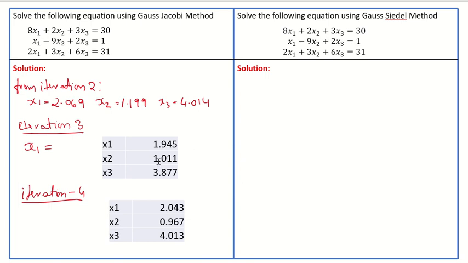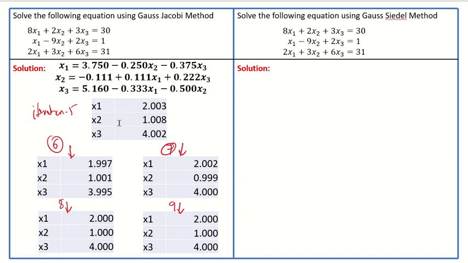When it comes to the x2, it is coming nearer to 1, and here it is 0.967. That means it went below 1 and this value is above 1. Okay, and when it comes to x3, it is 3.877 here in iteration 3 and 4.013 here. So it is also moving above and below 4. Now let us come to iteration 5. What happened? It is coming nearer to 2.003, that is nearer to 2, and here it is 1 and here it is 4.00. This value you are going to use in the iteration 6, and it is further.